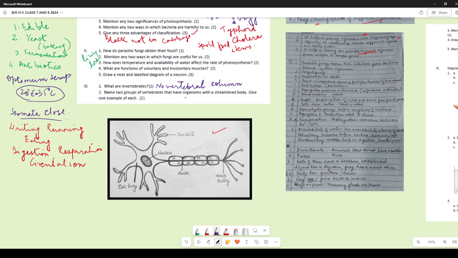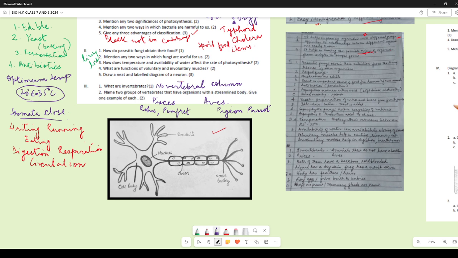Name two groups of vertebrates that are organisms with a streamlined body. So which are these two groups? Fishes, they have a streamlined body. Birds, they have a streamlined body. You can name any fishes over here: rohu, pomfret, any fishes. For birds, you can name pigeon, parrot, sparrow, anything.